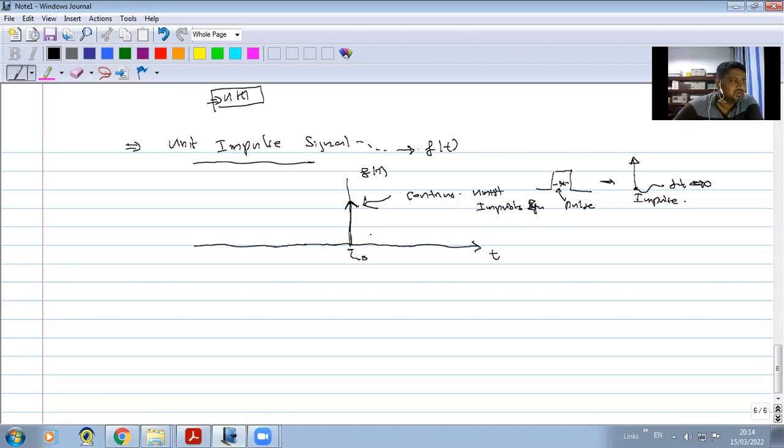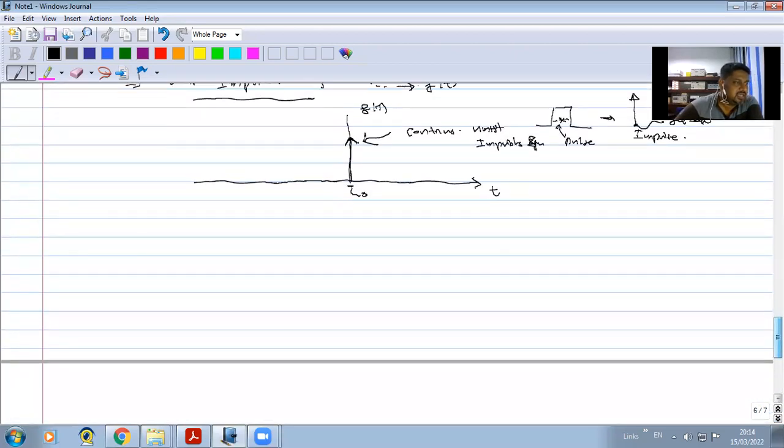There are some definitions actually. This is a very special function. It is not an ordinary function. In real life we can't achieve this kind of impulse, because the time duration is 0, so that kind of pulse practically we can't achieve in real life. This is completely a theoretical mathematical approach, a mathematical definition.